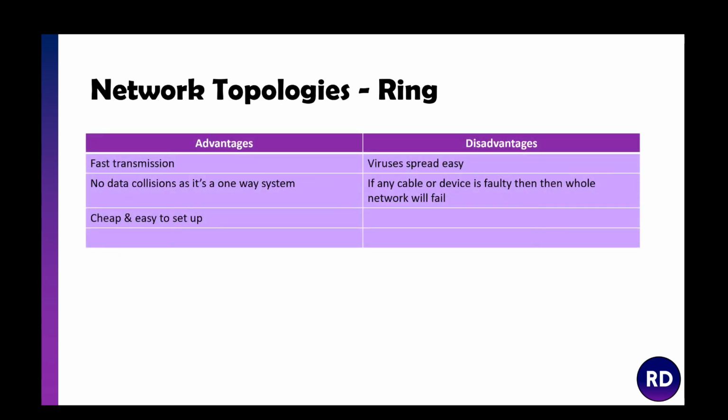Next we're going to look at the ring topology. So the advantages are it's a fast transmission, because it's going one way there's no data collisions, and as you're just plugging in one computer to two others, it's cheap and easy to set up. However, viruses can spread easily, and any cable or device that's faulty in the network will make the network fail. So if one computer is turned off or not working, the whole network's down.